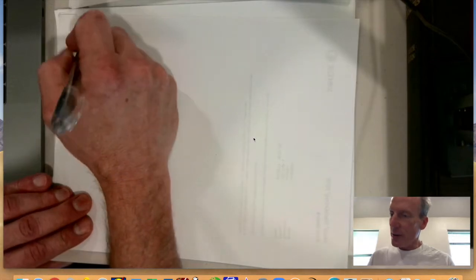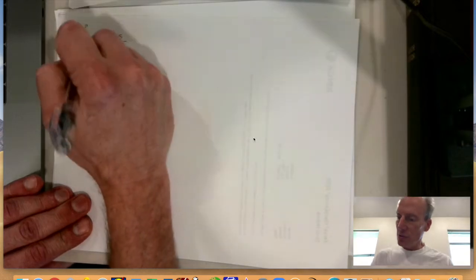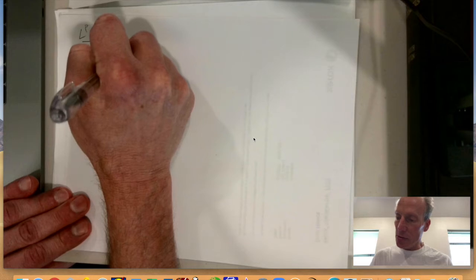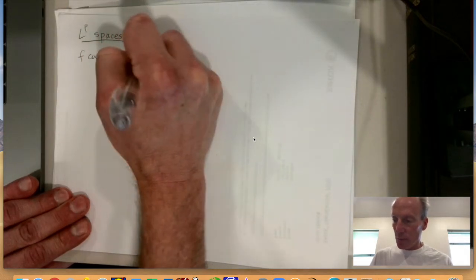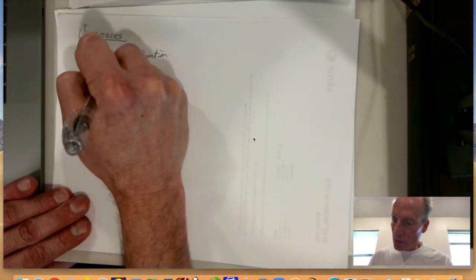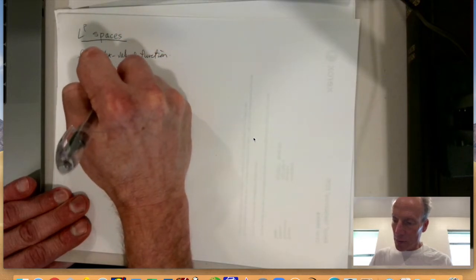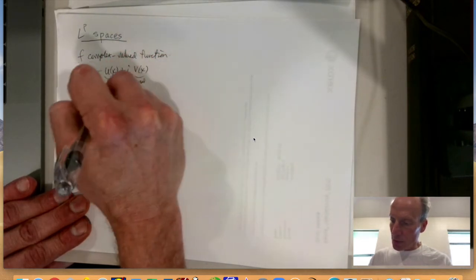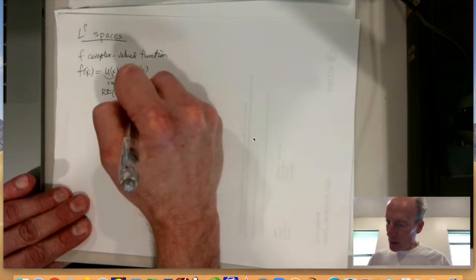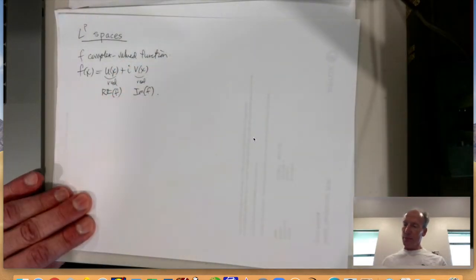Well, first, we want to do Lebesgue integrals of complex valued functions. If f is a complex valued function, the values, not the inputs, then f of x equals u of x plus i v of x, and that's real, and that's real. This part is called the real part of f, and this is called the imaginary part of f.